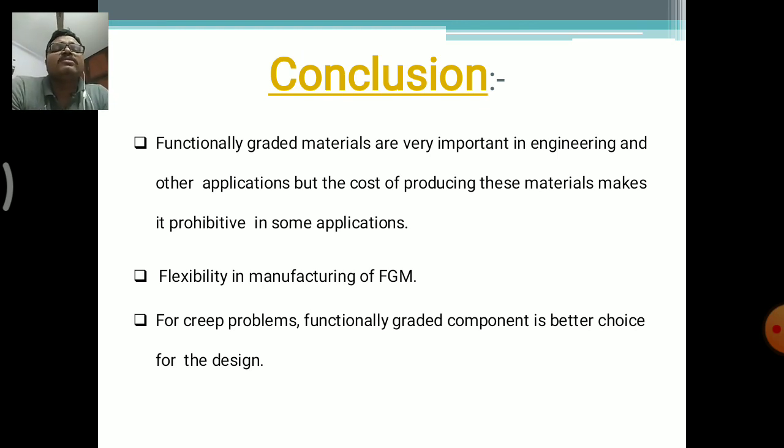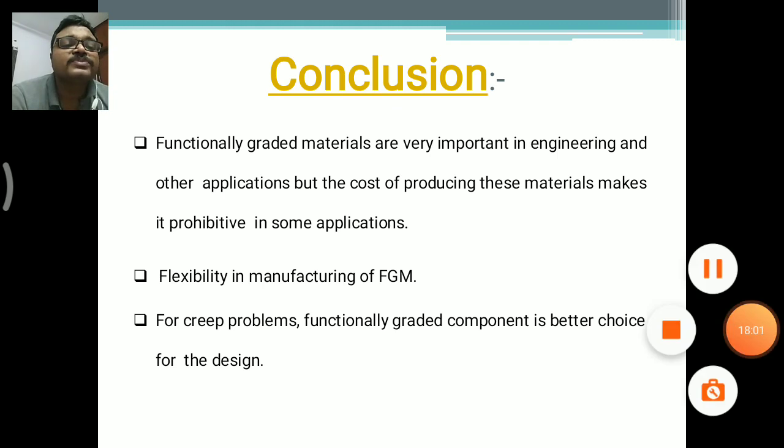The second one is the flexibility in manufacturing of FGMs. We use different types of materials and combine different types of properties. We take them as thin FGMs or bulk FGMs, and in bulk FGMs we use layer by layer production. So the flexibility in manufacturing is very high in functionally graded materials as compared to composites.